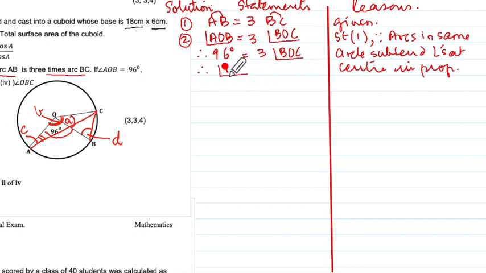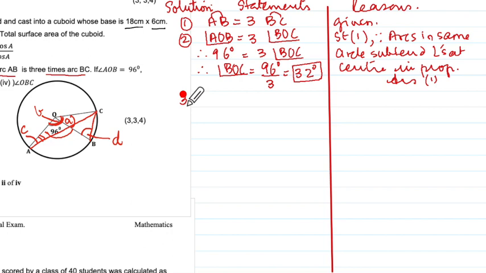Now AOB is given as 96, so we'll say therefore 96 degrees is 3 times angle BOC, and therefore angle BOC is going to be 96 degrees upon 3, which is 32 degrees. And that becomes our answer 1. So we finish with our A.